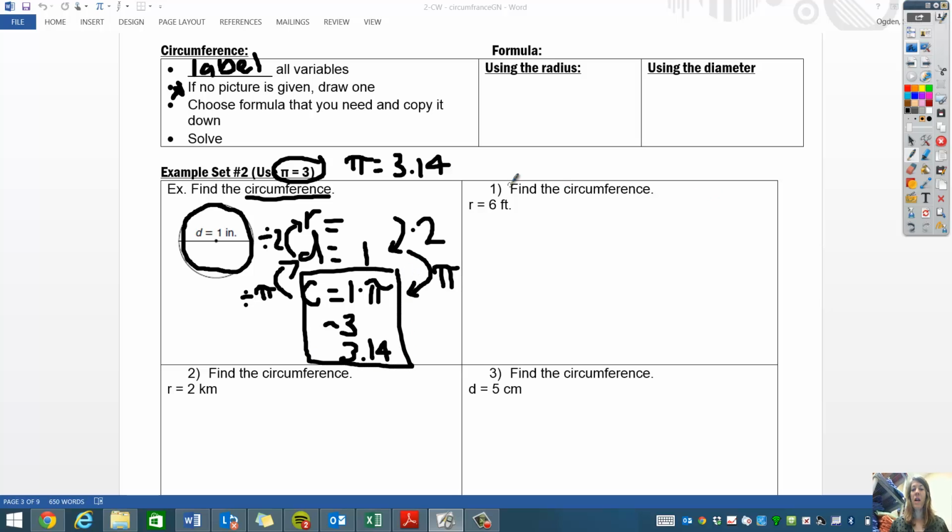All answers are acceptable for the circumference. Now for this example, it says find the circumference. Well, there is no picture, so my first step right here is to draw a picture. The radius is 6. So remember, the radius is the short one. It goes radius to diameter to circumference.